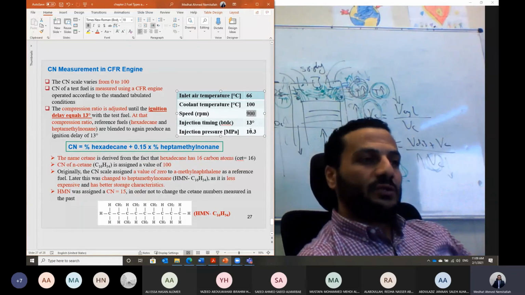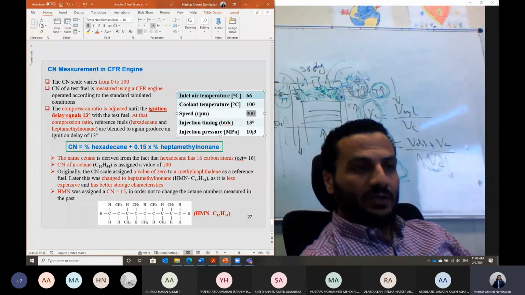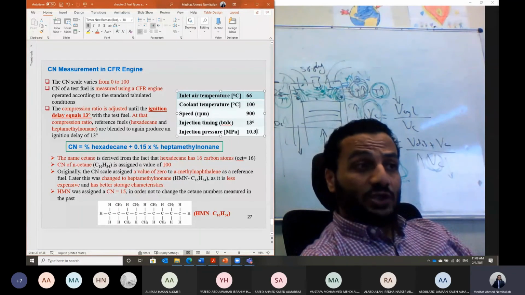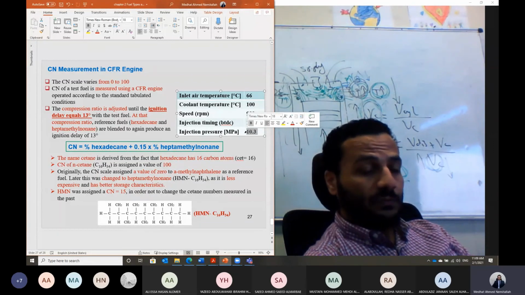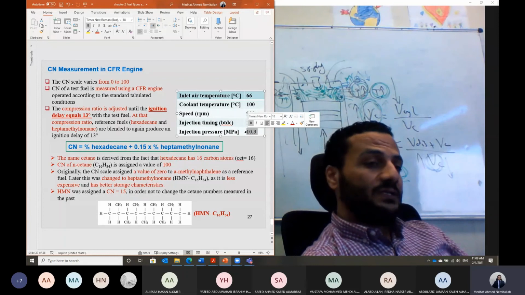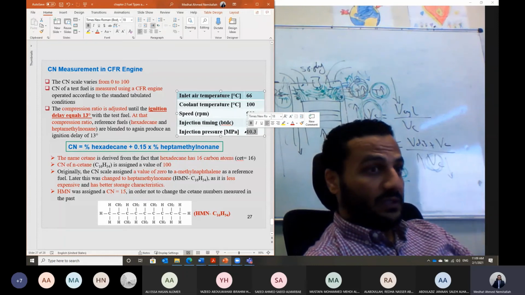And the injection pressure is about 103 bar. The injection pressure in a diesel engine is much higher in order to make sure that the fuel will be evaporated very fast, and it will mix and start the combustion very fast in the case of the diesel engine.